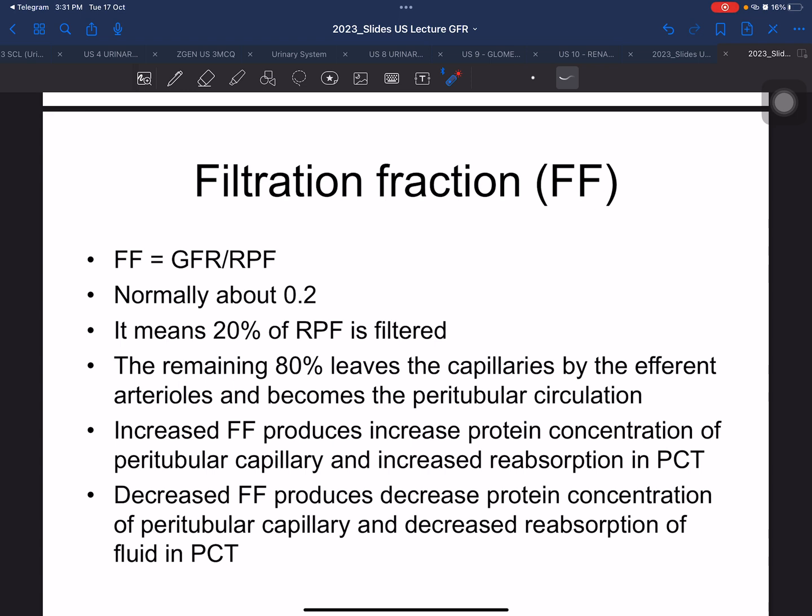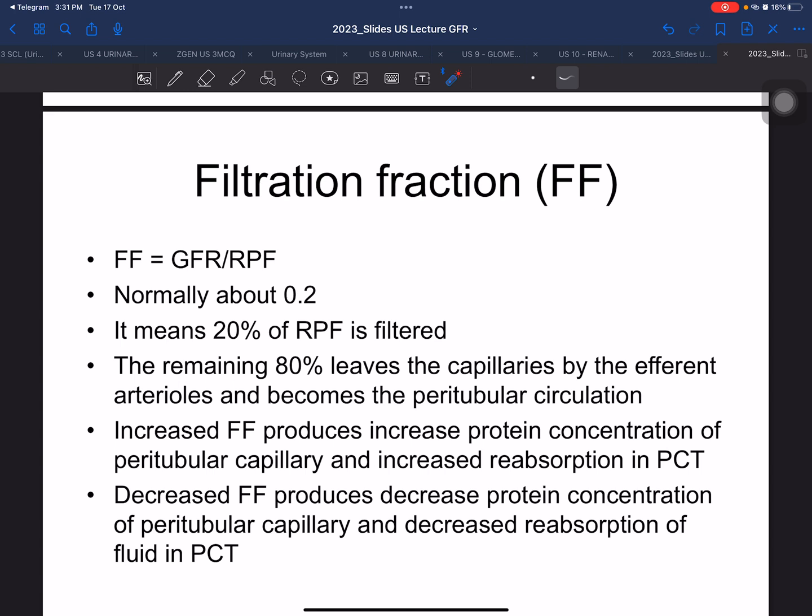So now if there is a constriction of the afferent arteriole, renal plasma flow will reduce. When this is reduced, the GFR is also reduced. So the filtration fraction is unchanged. For example, when there is the presence of norepinephrine.